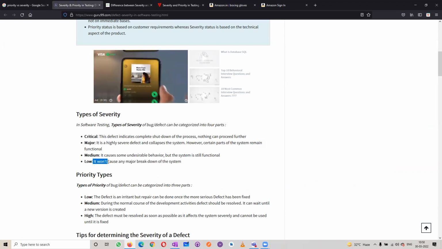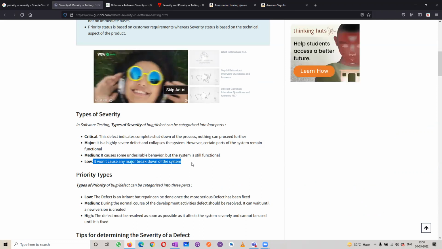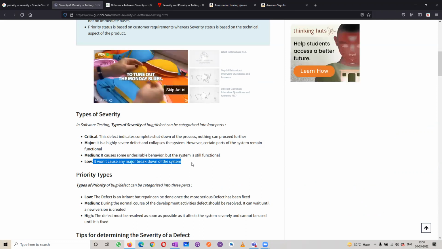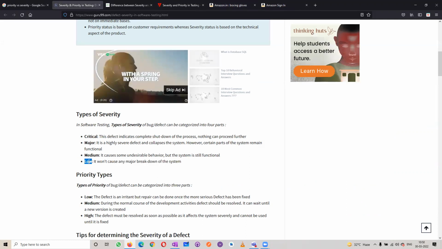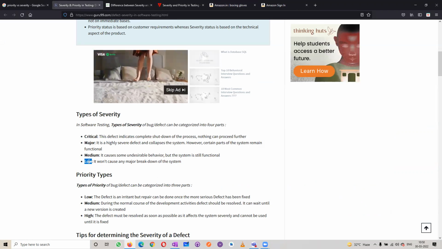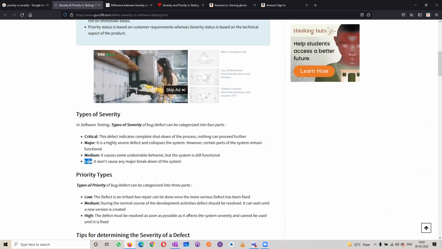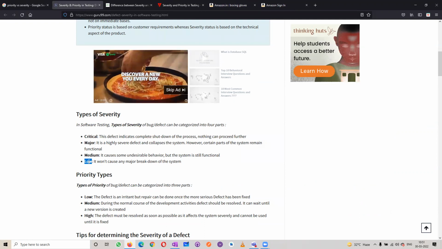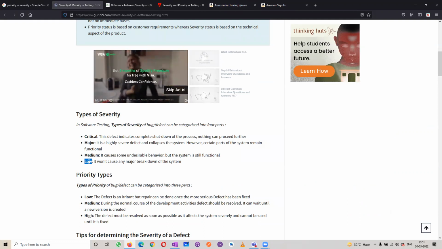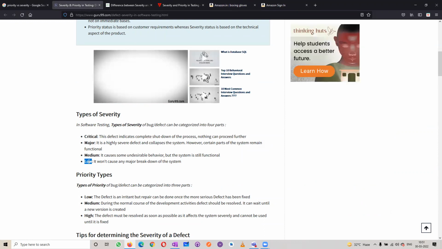And low: it won't cause any major breakdown for the system. All the functionalities are working fine. Low here is the same as the low priority we discussed. The same thing is also low severity, because the system will not have any impact. Say, for example, scars on your foot, or you always fall down and have scars on your knees, hands or elbows. Those things are ignorable, not really required to fix, because they are not visible. It's perfectly fine. Those are the cosmetics.